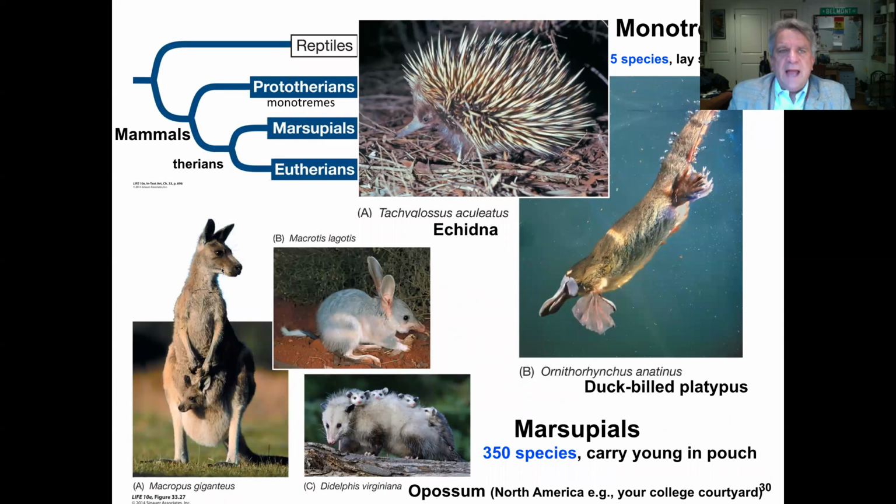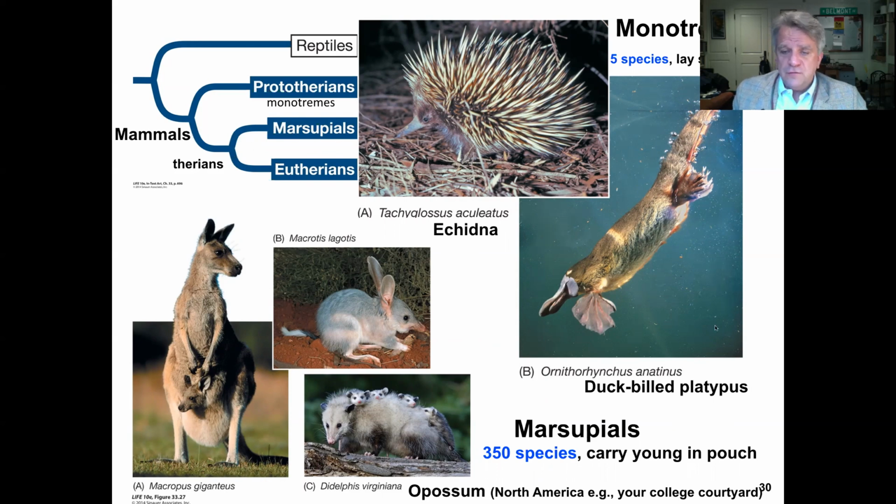Now, looking at the diversity of living mammals, we have the prototherians, or the monotremes, of which there are 5 species. This is your echidna and duck-billed platypus. These lay shelled eggs, but still have fur and lactation. Then there's a group called the therians. It's a common ancestor that is shared with the marsupials.